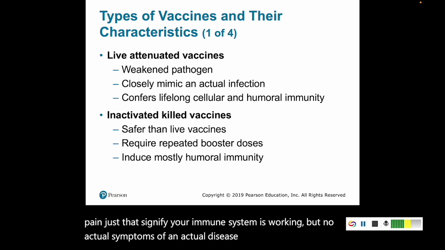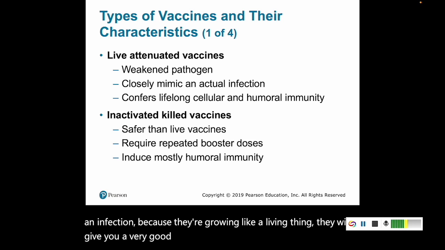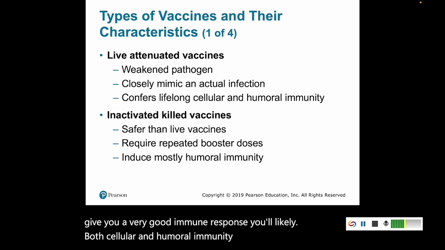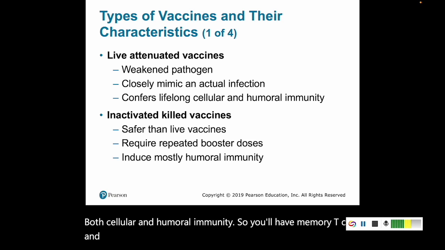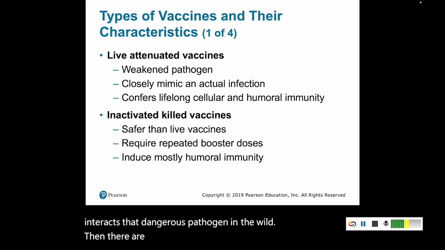Because they are mimicking an infection, because they're growing like a living thing, they will give you a very good immune response. You'll likely have both cellular and humoral immunity. So you'll have memory T cells and memory B cells both available in case your patient ever interacts with that dangerous pathogen in the wild. Then there are inactivated killed vaccines.